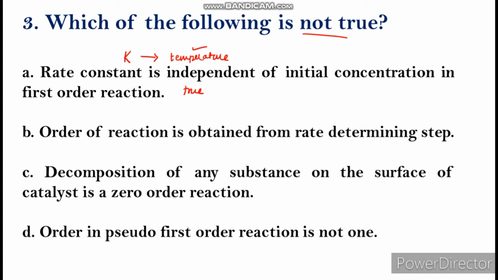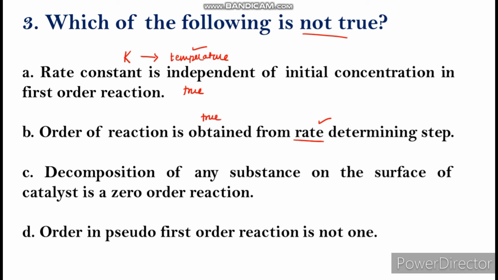Option B, order of reaction is obtained from rate determining step. This is nothing but slowest step, as I told in the previous problem, right? The order depends on what? The slowest step. So this is true. So the second option is also true.